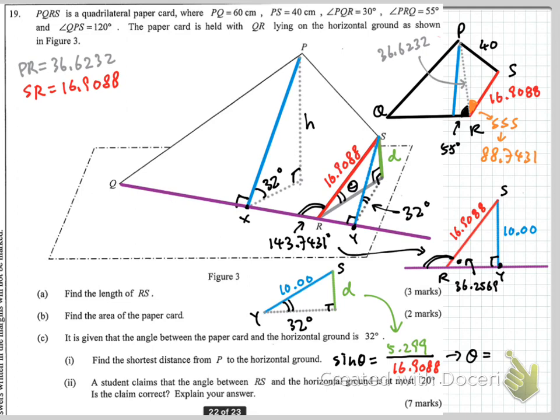My calculation shows theta to be 18.26 degrees. So it is less than 20 degrees. So the claim is correct, because it is at most 20 degrees. So this is how we calculate the final part in this problem.